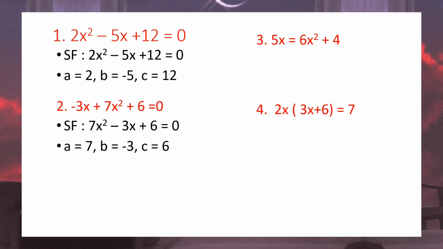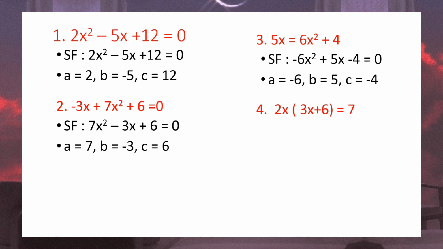And in item number 3, as you can see here, the A and C are on the right side. So we will move A and C to the left side, and in moving that, we will change its sign. So from positive 6x squared and from positive 4, it will become negative. So therefore, the standard form should be negative 6x squared plus 5x minus 4 or negative 4 equals 0. So therefore, the values of A, B, C are A equals negative 6, B equals 5, C equals negative 4.